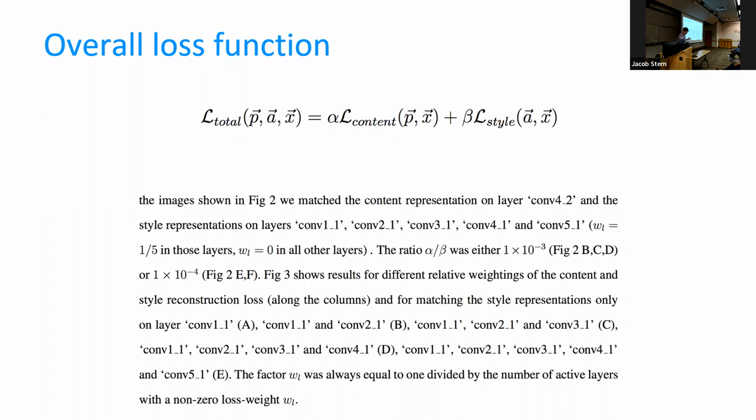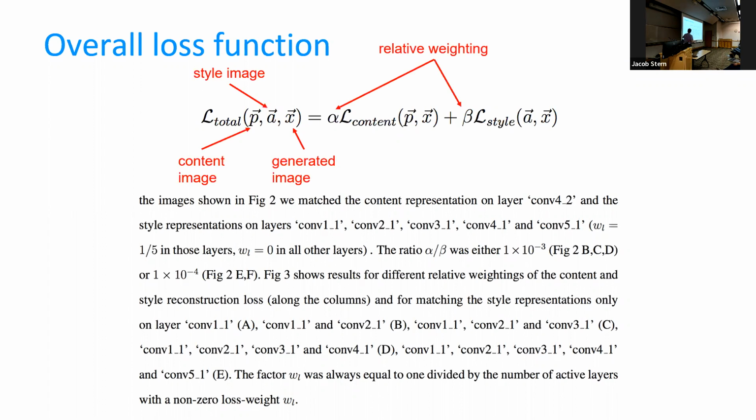Yeah, and that ratio, alpha over beta, was around 0.001 or 0.0001. So if alpha over beta is low, then we're heavily emphasizing the style and not putting very much emphasis at all on content, at least as far as absolute loss goes.